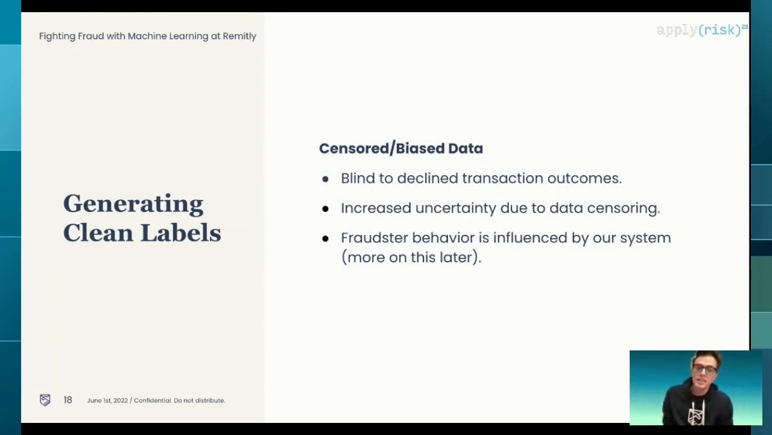This increases label uncertainty across our training data, effectively blurring the boundaries between positive and negative distributions, making them difficult to separate effectively. The reality is that some of the declined transactions were actually fraud. Some of them were unfortunately not fraud. And there is valuable signal hidden within this transaction set that we are, again, completely blind to.